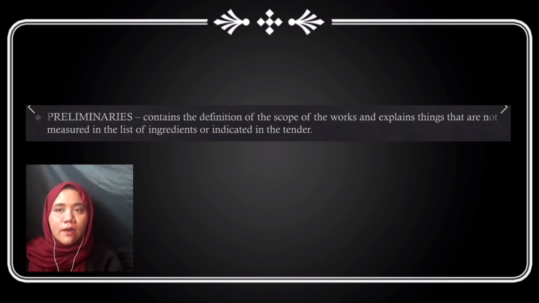Okay, then preliminaries or prelim contains the definition of the scope of the works and explains things that are not measured in the list of ingredients or indicated in the tender, but it is needed to be implemented and to facilitate the operation of the project.